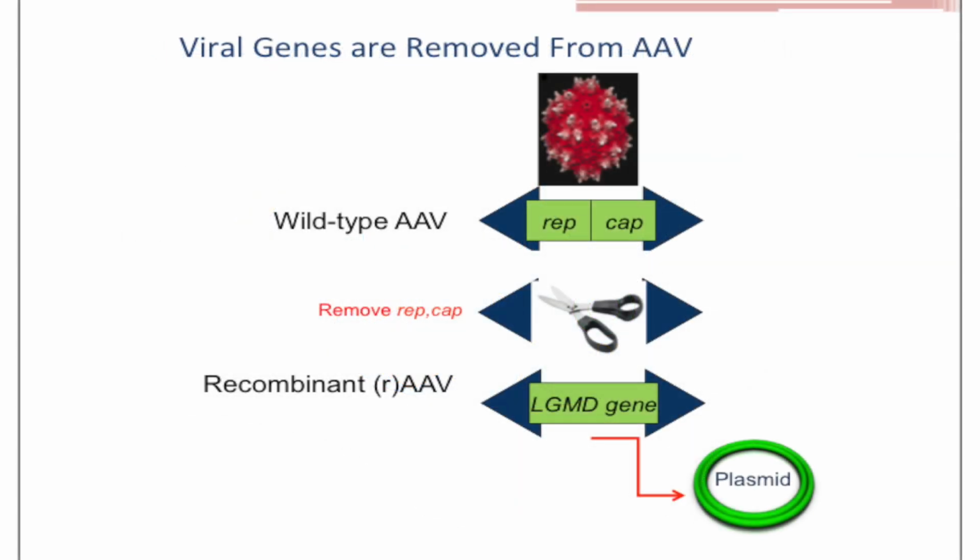So the way this works is this adeno-associated virus has a very simple genetic makeup. It has a replicating gene, it has a cap, which is the structural protein of this virus. You can take and cut it out. You can put in your limb-girdle muscular dystrophy gene of choice, and then that is what the plasmid is, so you can make whatever that limb-girdle muscular dystrophy gene protein product is.